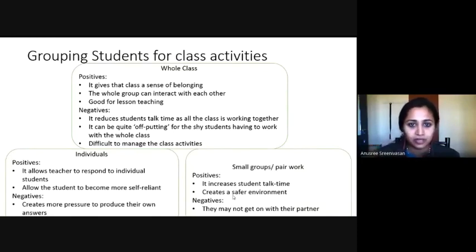At the same time, it has some negatives. It creates more pressure to produce your own answers because you don't have a group with which you can discuss and give the answer. And there is little student-student interaction. Here, there will be good teacher-student interaction, but there won't be much student-student interaction.